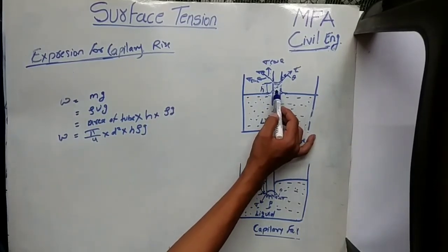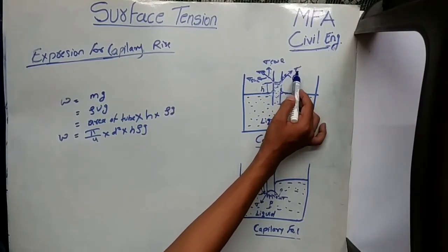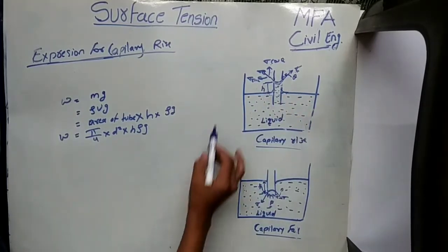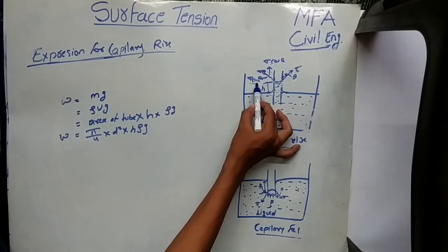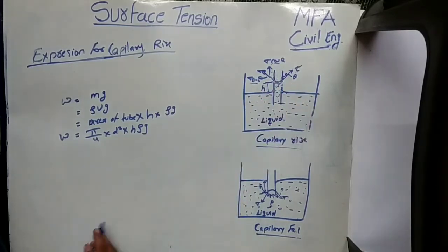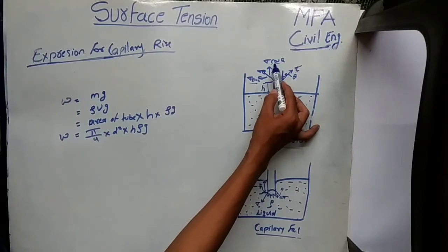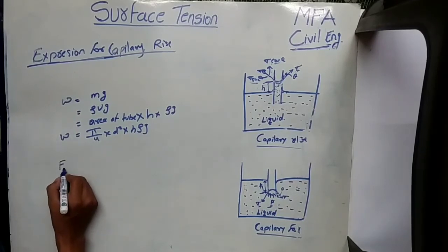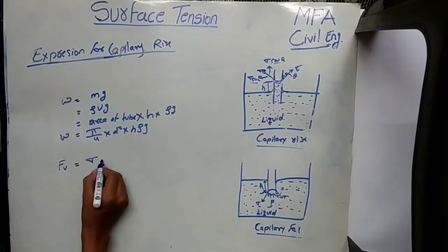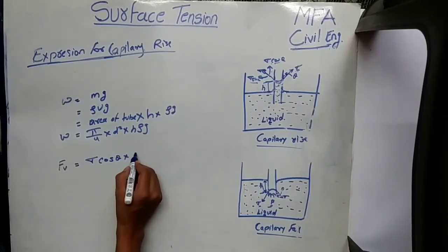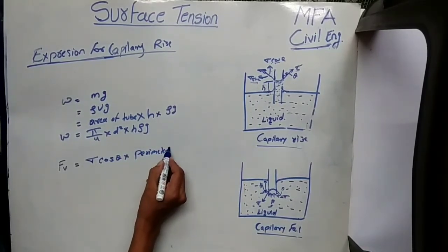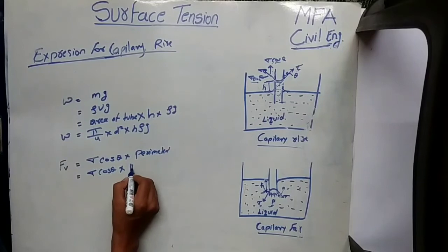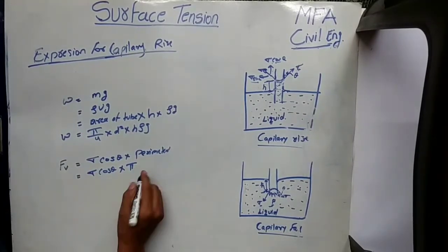Now this weight of the fluid, acting in the downward direction, is balanced by the surface tension. Now resolve the surface tension into vertical and horizontal components. The horizontal component is surface tension sin theta and the vertical is surface tension cos theta. The vertical component of the surface tension is balanced by the weight. The surface tension force in the vertical direction is equal to surface tension into cos theta into the perimeter of the meniscus. The perimeter is pi into diameter, small d.